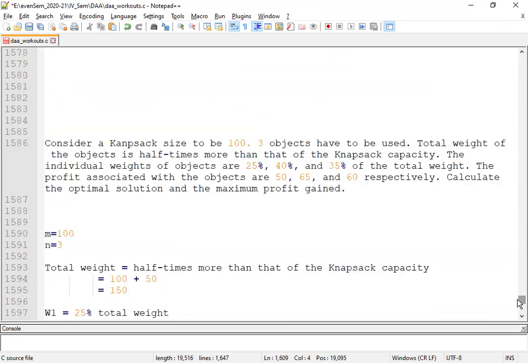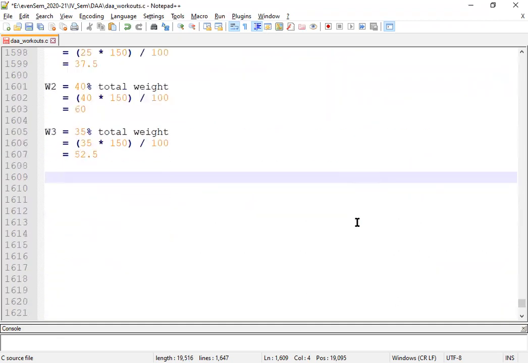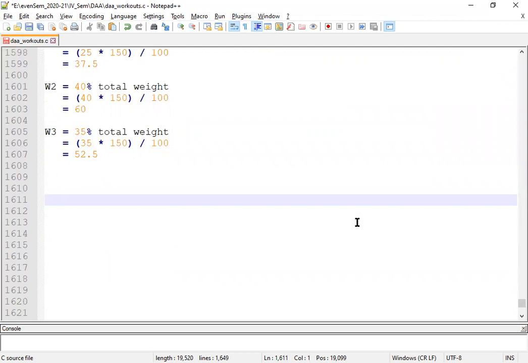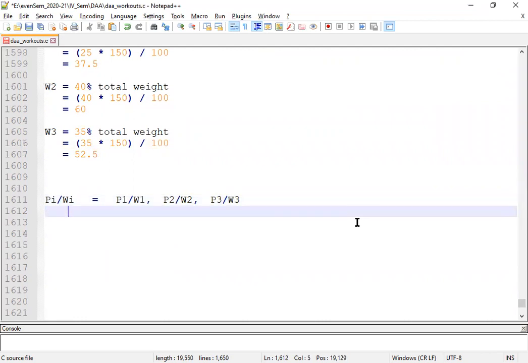We are also given the profits of the three objects as 50, 65, and 60. Let us calculate. The first task is to calculate the profit per weight ratio, that is pi divided by wi. So pi divided by wi is going to be first p1 divided by w1, then p2 divided by w2, then p3 divided by w3.